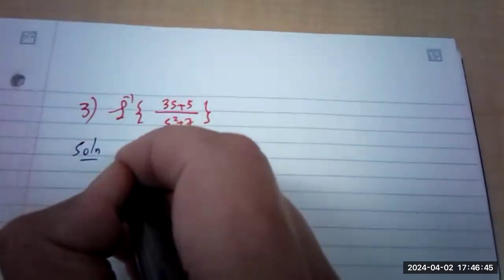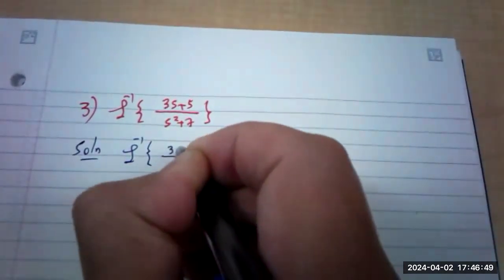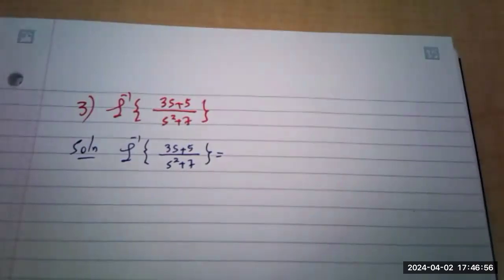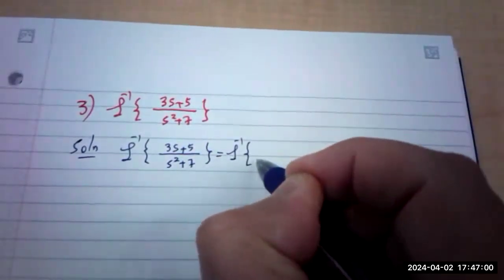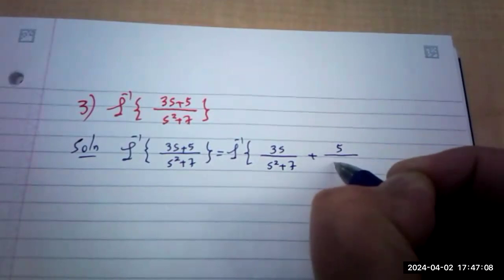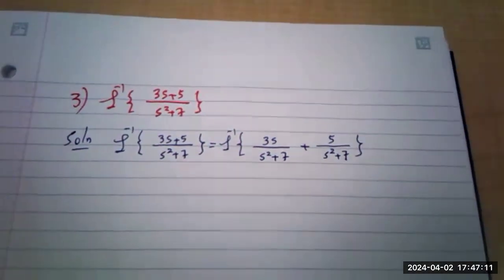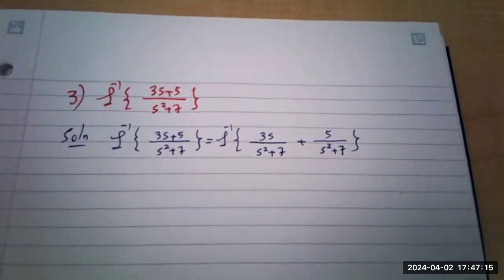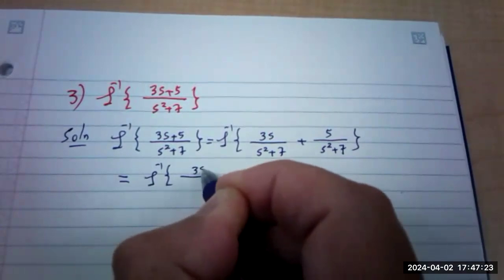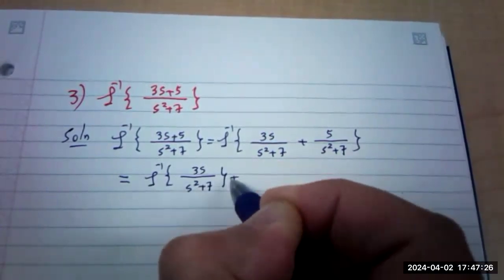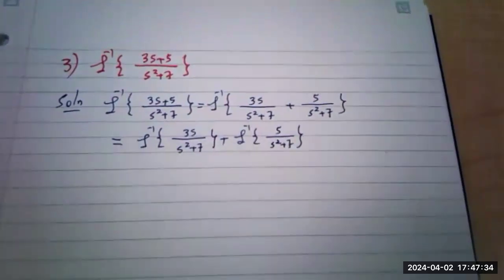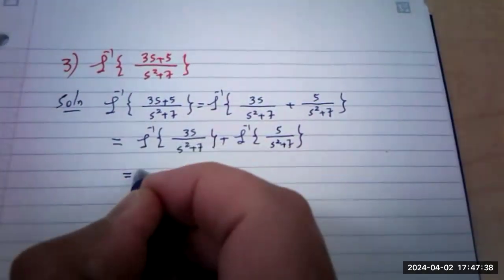Solution. So it's a Laplace inverse of 3s plus 5 over s squared plus 7. Okay, so I break it inside to show you. It's 3s over s squared plus 7, and this is going to be 5 over s squared plus 7. So it's going to be Laplace of the first one, the second one. At the same time, I'm going to pull out the numbers. Now pull out those coefficients. Okay, this is out.